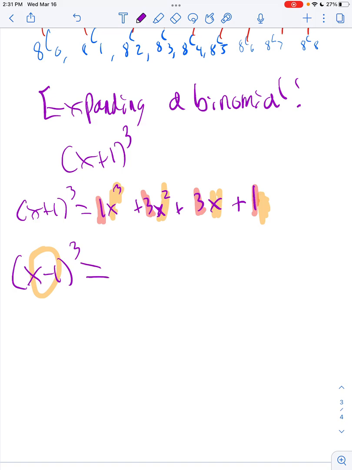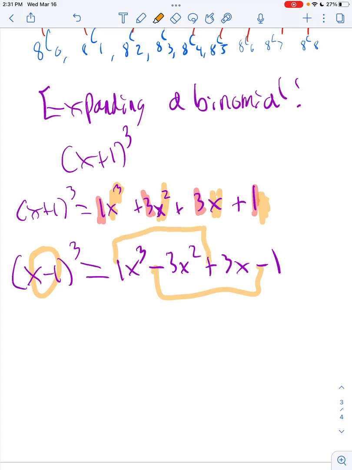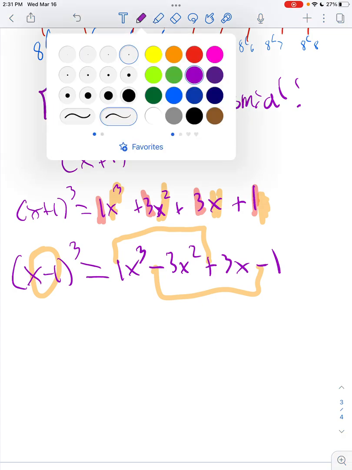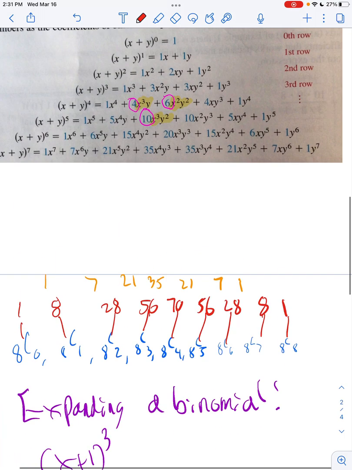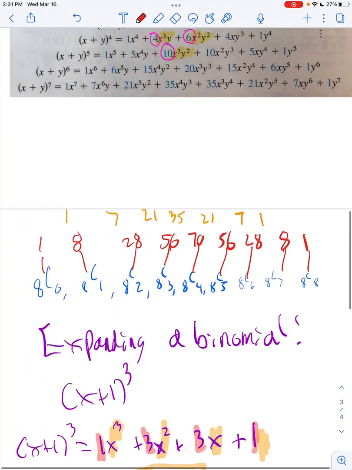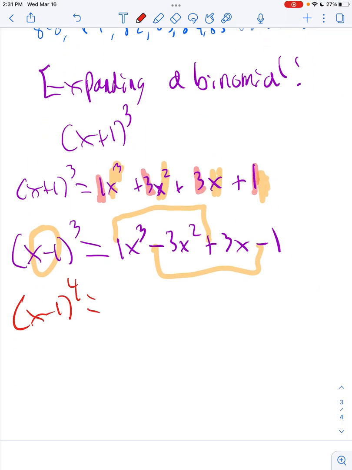Now, if I have a similar example, but I have a subtraction sign, see the subtraction sign? It's a similar process, but we alternate our signs. So here I use subtraction and here was just positive addition. So we have to alternate our signs. Now maybe we have x minus 1, but this time we're going to raise it to the fourth power.